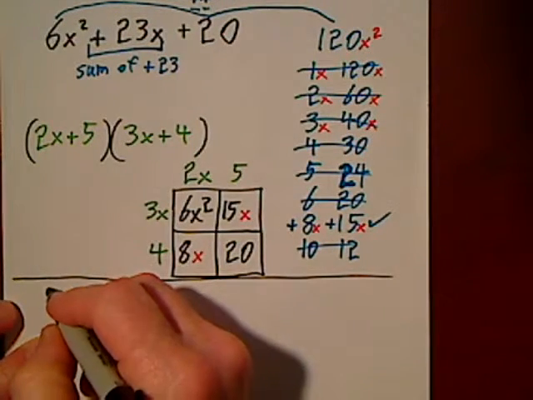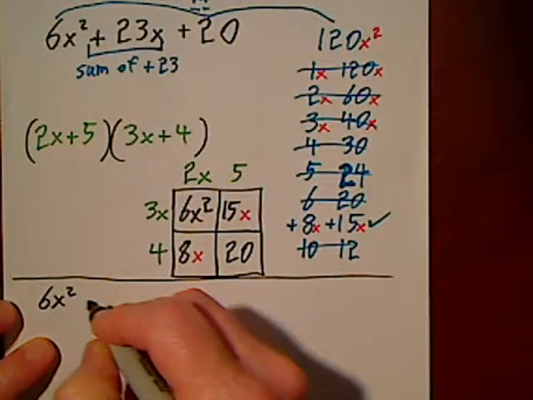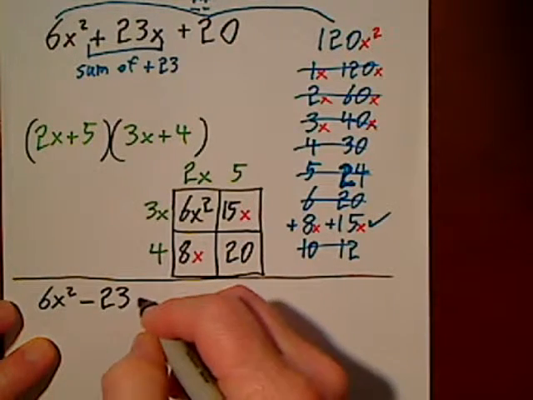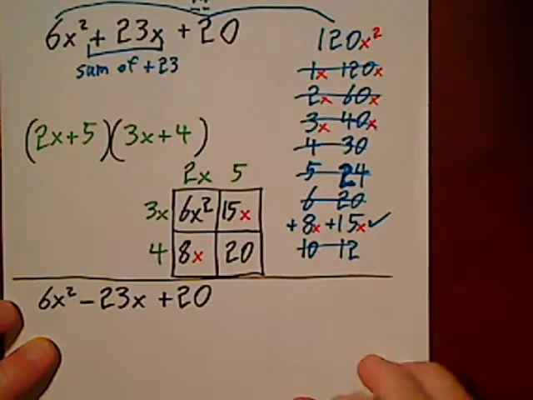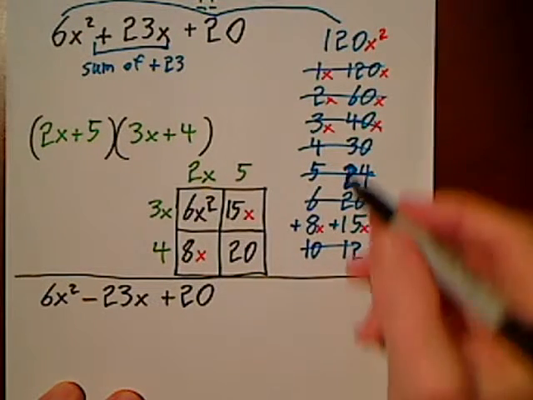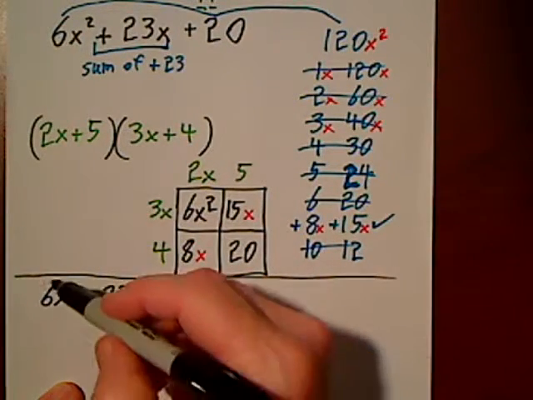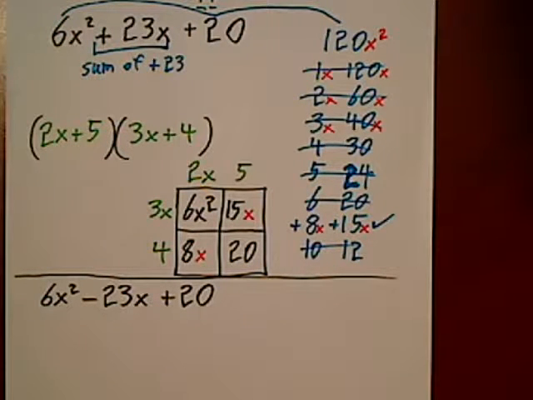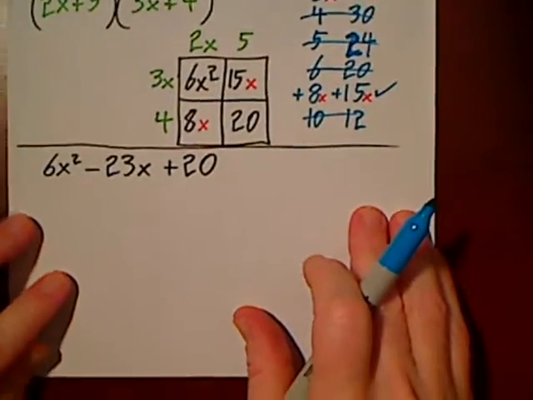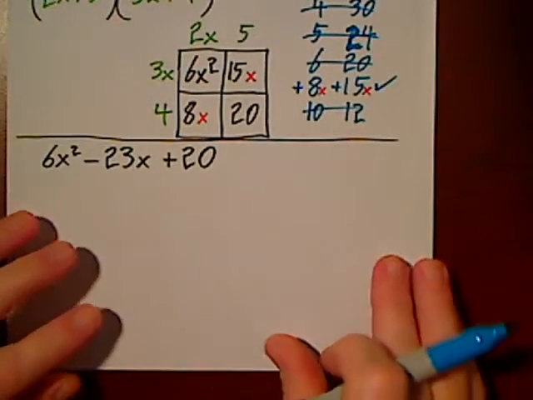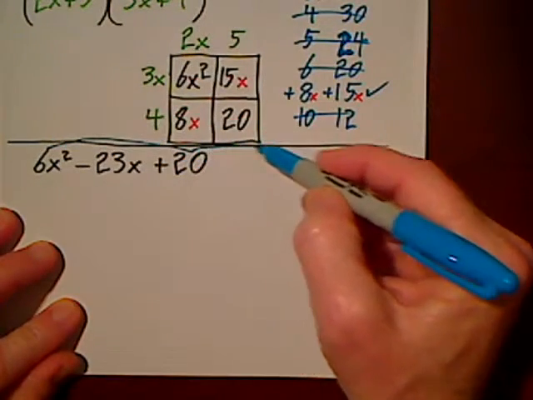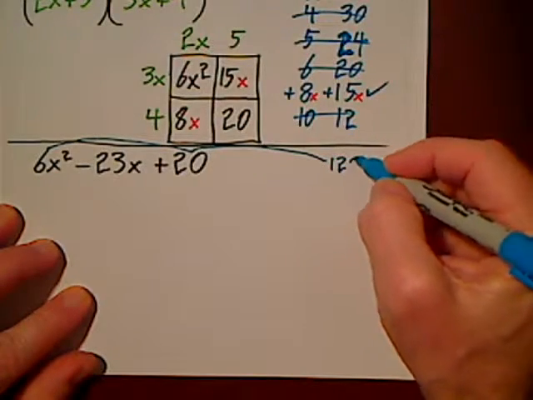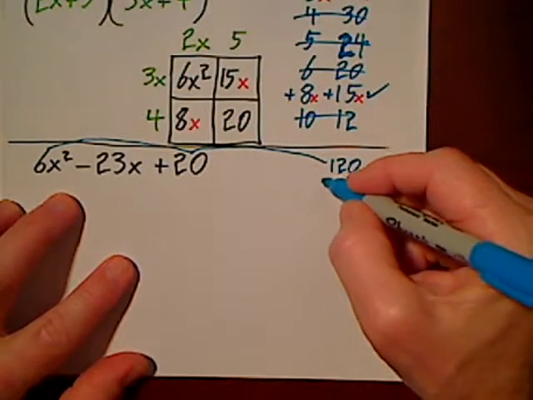So let's say I had 6x squared minus 23x plus 20. Okay? Well, we've just listed all the factors of 120, but I'll quickly zoom through that again as if we were starting anew. Oops, looks like I could run out of room on this. All right, so 6 times 20 is 120, and then all the factors.